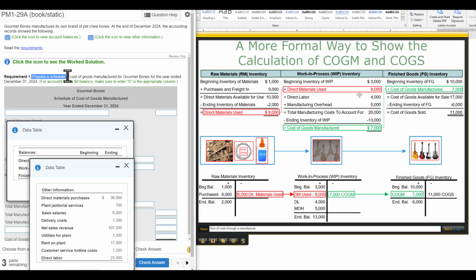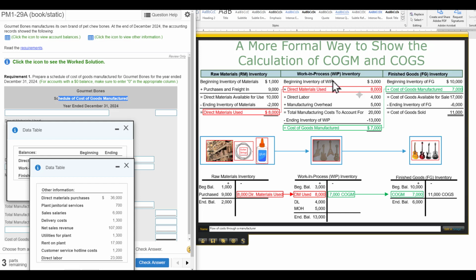Requirement 1, prepare a schedule of costs of goods manufactured for Gourmet Bones for the year ended December 31st, 2024. For accounts with a zero balance, make sure to enter 0. So our cost of goods manufactured, we need to calculate this number over here. Why? So we can calculate the cost of goods sold, which uses cost of goods manufactured. Why do we need to calculate cost of goods sold? Because we need to do the income statement. So we have to do the schedule of cost of goods manufactured first.